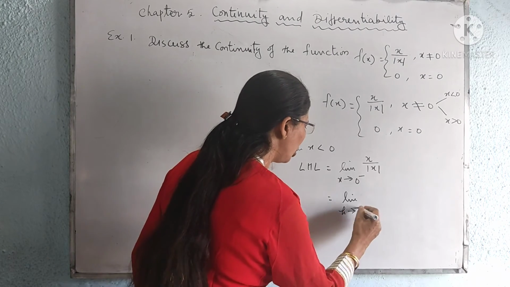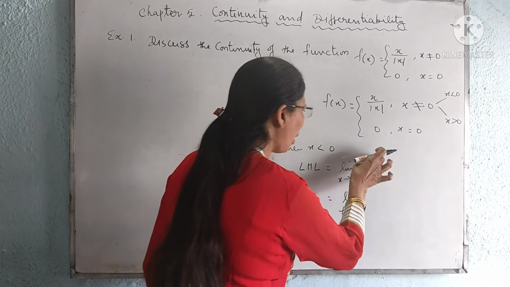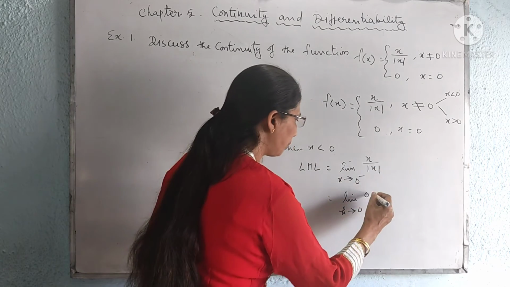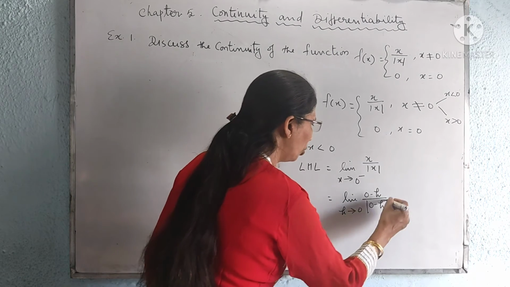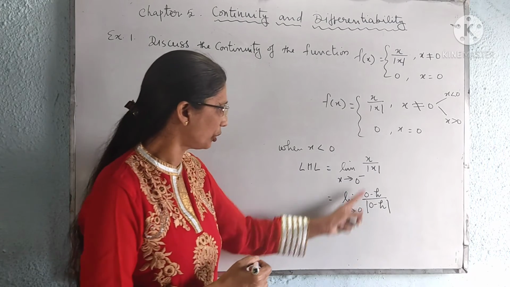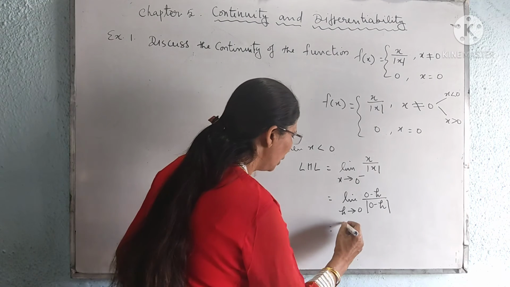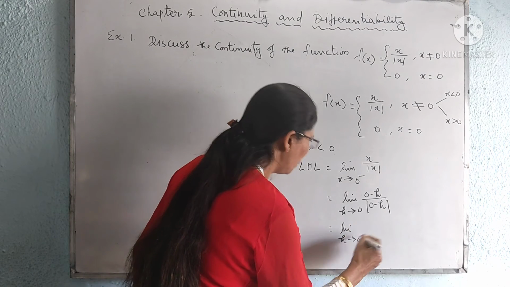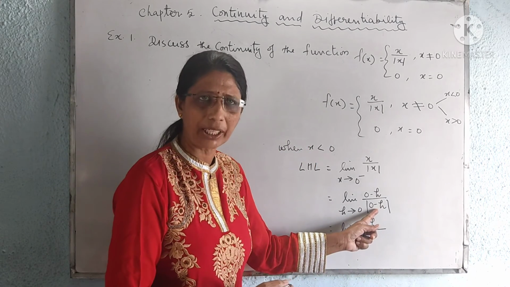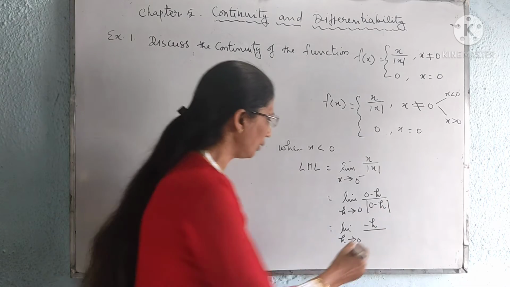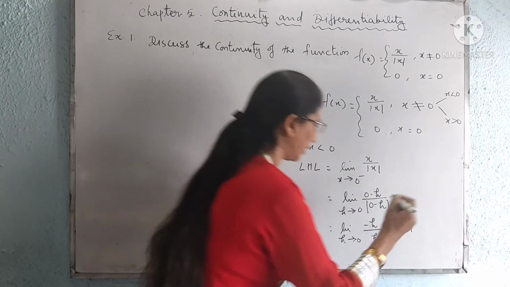Limit h tends to 0. h tends to 0 means the value of h is near 0. That means in place of x, we apply 0 minus h upon mod of 0 minus h. Limit h tends to 0, 0 minus h is minus h, but it is in modulus, so it will be plus h. h upon minus h, we can cancel, and we get the answer minus 1.